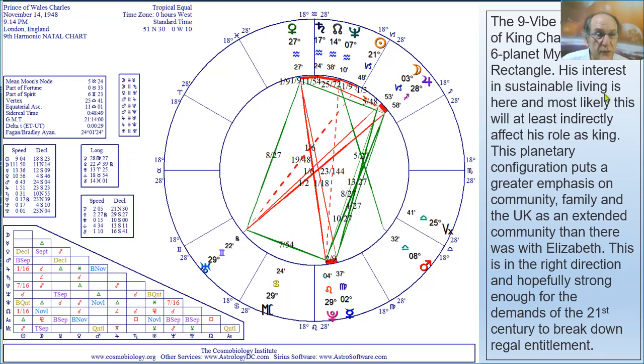So his interest, I'm going to read here from the slide, his interest in sustainable living is here. This is his interest in sustainable living. 9 vibration, building community, building a place where people want to live together. And this will at least indirectly affect his role as king. Let's hope that he brings some of this to his work as king and he doesn't just drop it. We don't know, because people have the freedom to choose.